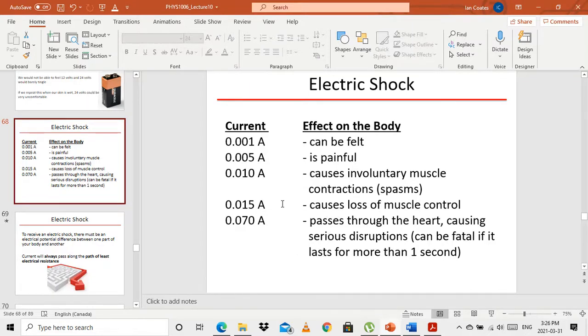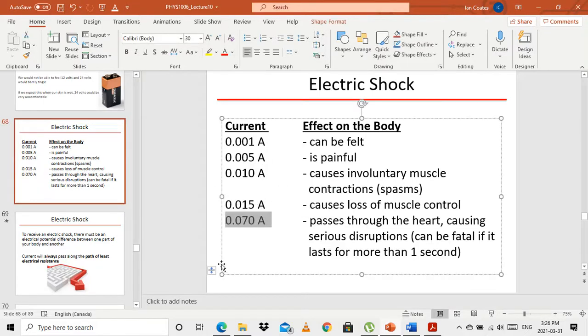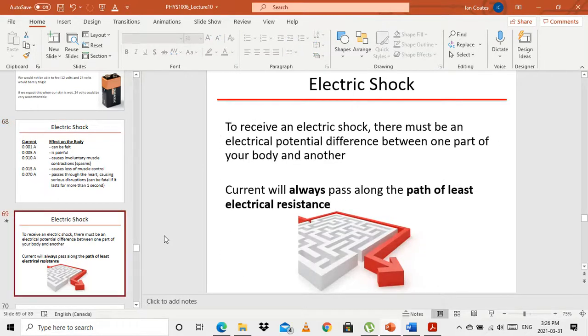Electric shock, as we said, is all about current, and you can have a look here. 0.001, you can feel it. 0.005 can be a little painful, and up here we're into cardiac arrest. Electric current will always travel the path of least resistance. So if your electricity is here, and it wants to get here, it will find the shortest way.